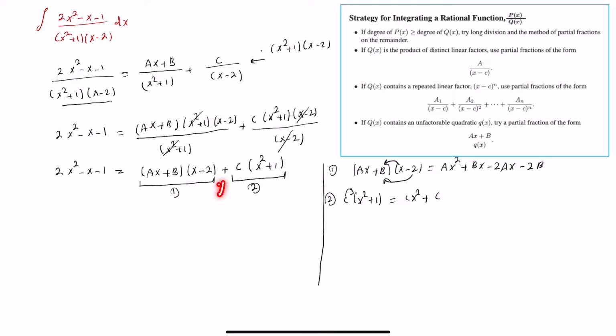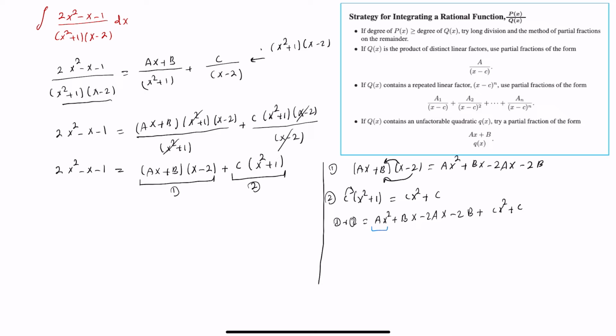Now we have a positive sign, so I'm going to add number 1 and number 2. So number 1 plus number 2 is going to be equal to ax squared plus bx, then minus 2ax minus 2b, and then plus cx squared plus c. Now I want to group x squares together, the x's together, and also the constants together. So for x squared we have this term and also this term. For x terms we have these two terms. And then what's left is just the constants.